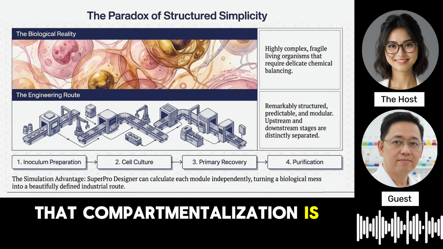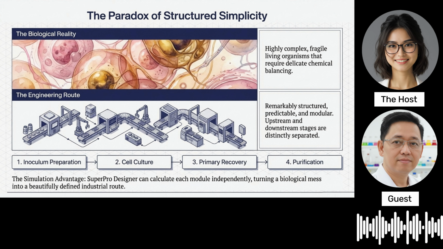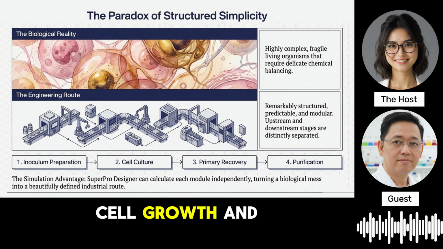That compartmentalization is what saves the simulation. Because the upstream cell growth and the downstream purification stages are so distinct, SuperPro Designer can easily represent them. That makes a lot of sense. Yeah, you can draw a clean digital box around the fermentation time, another around the separation steps, and the software can calculate the math for each stage independently. The industrial route is beautifully defined. So far, we've established that monoclonal antibodies are the ideal teaching tool because their manufacturing process is beautifully structured.